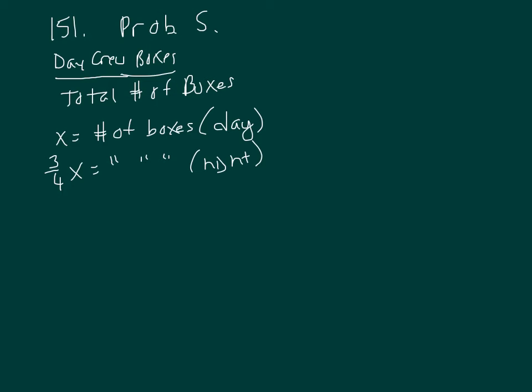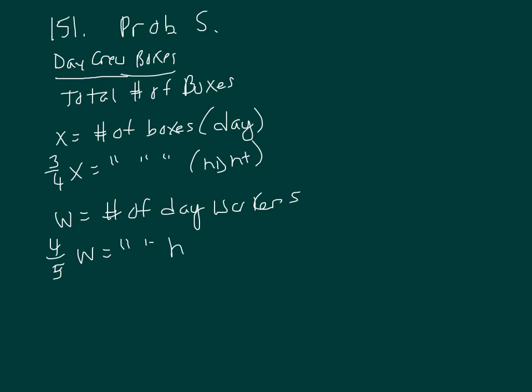All right, that's boxes. Now let's talk about workers. Well, if the night crew has 4/5 as many workers as the day crew, let W equal the number of day workers. And once again, they don't tell me anything about day workers. But they tell me that there's 4/5 as many workers as the day crew for the night. So 4/5 W will equal the number of night workers.